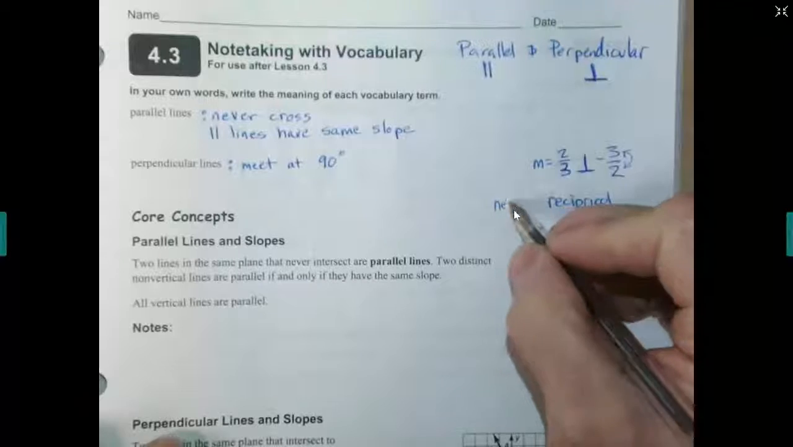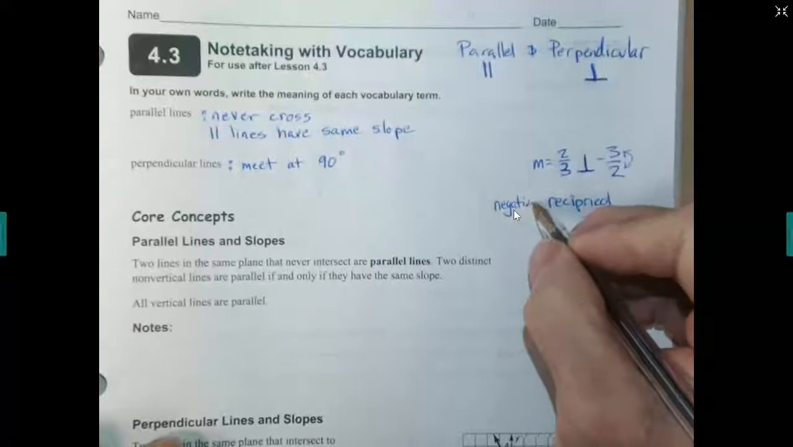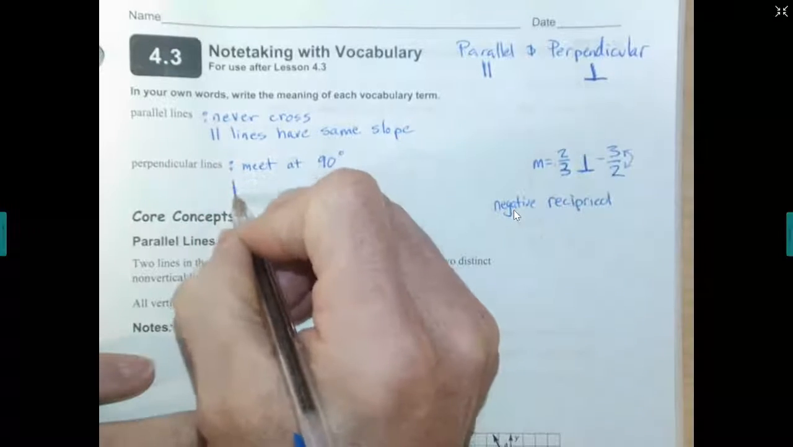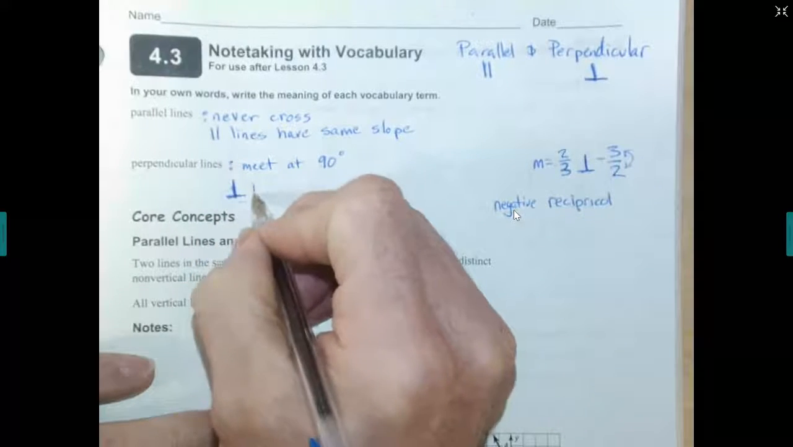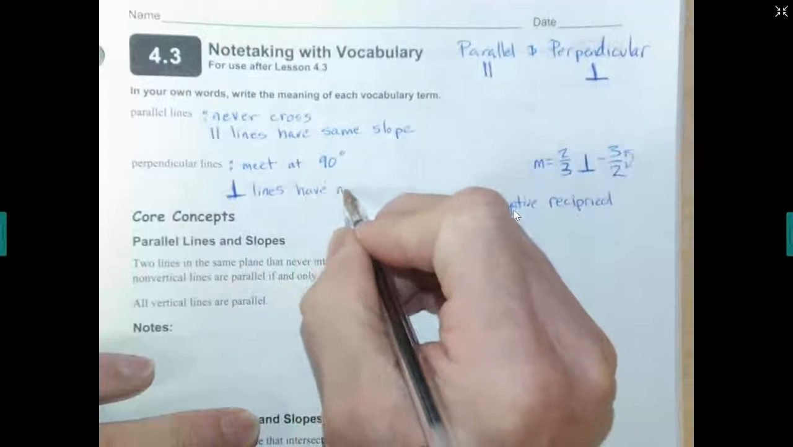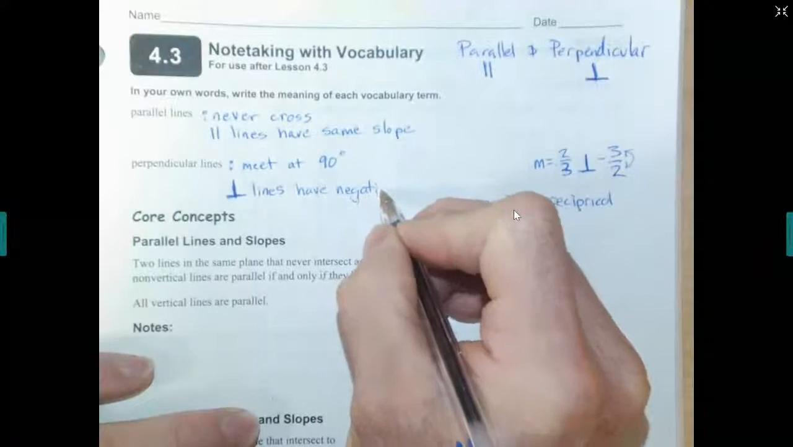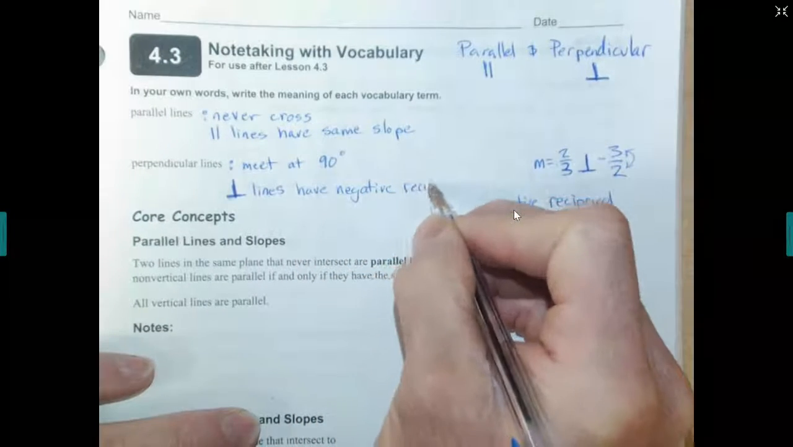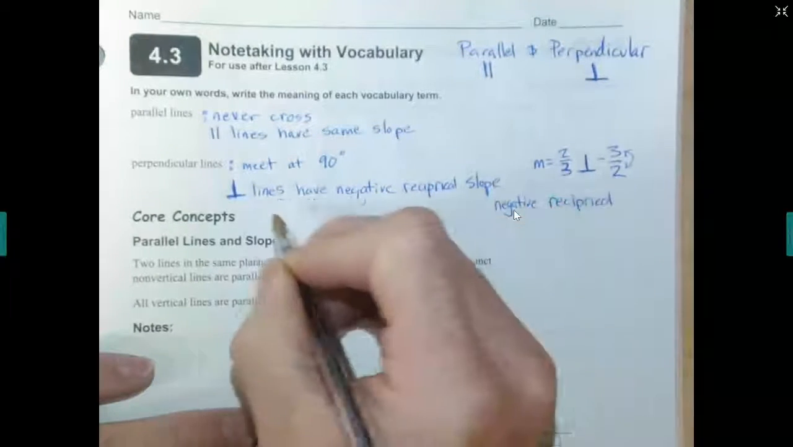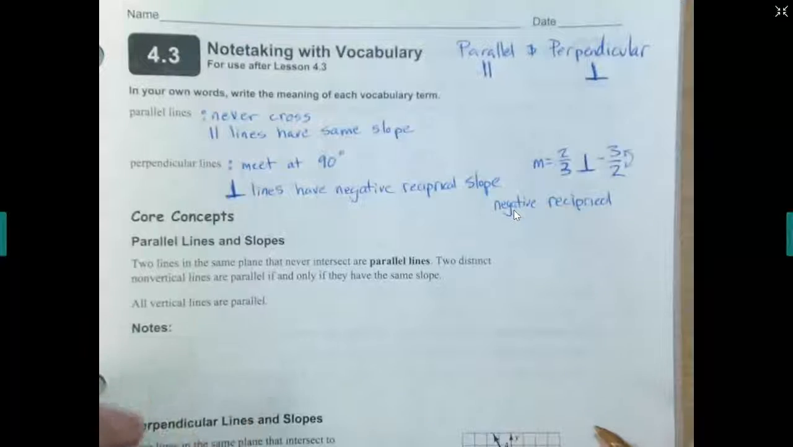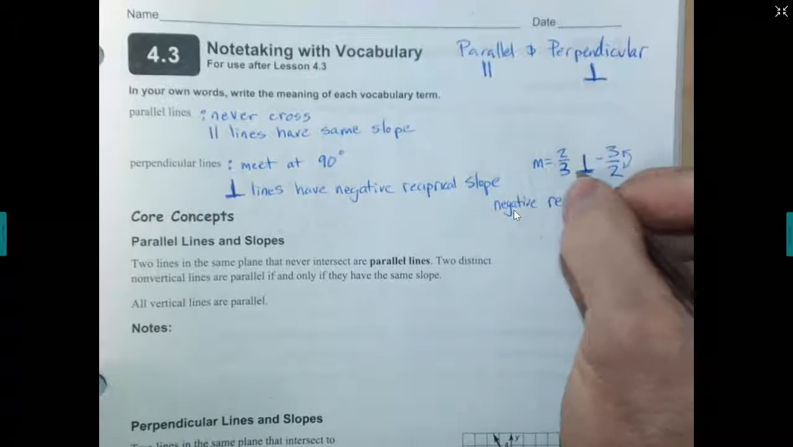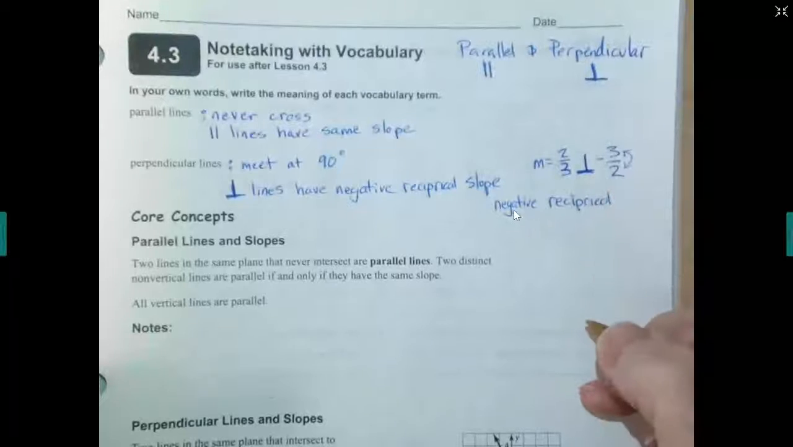So it's the negative reciprocal. So perpendicular lines have negative reciprocal slope. Perpendicular lines have negative reciprocal slope. So there's an example. 2/3 is perpendicular to -3/2.